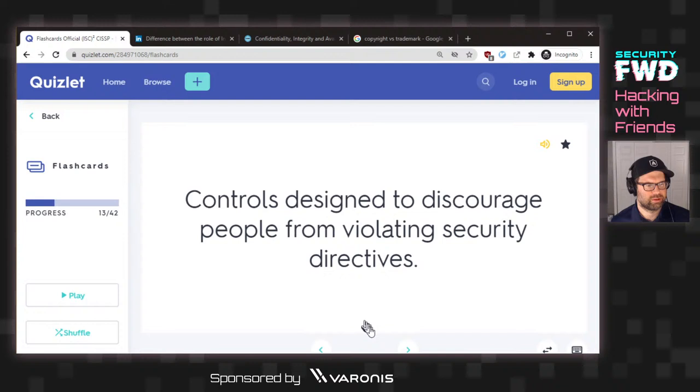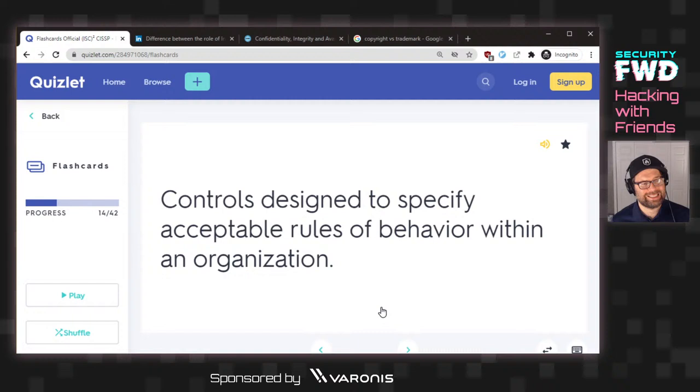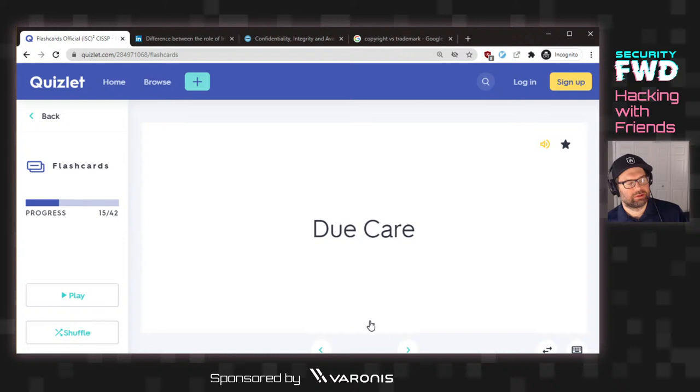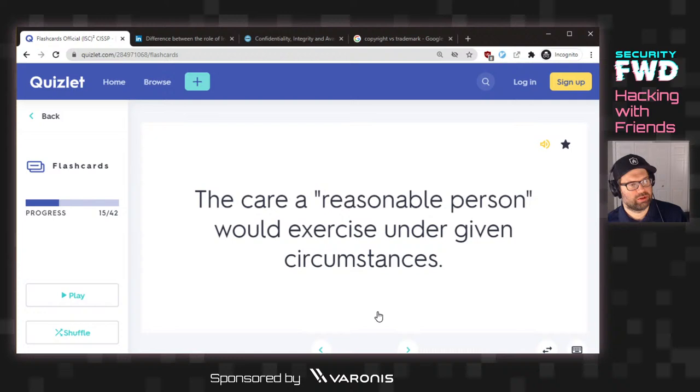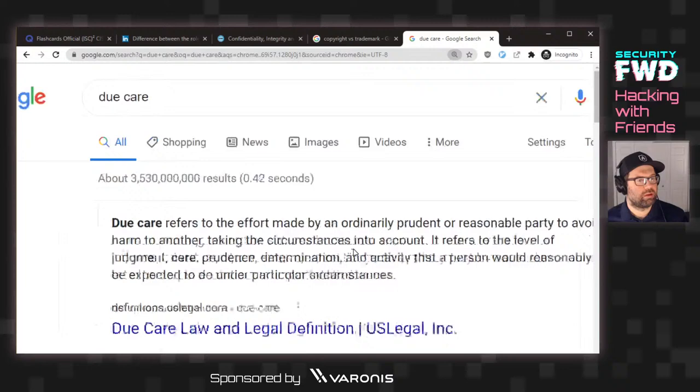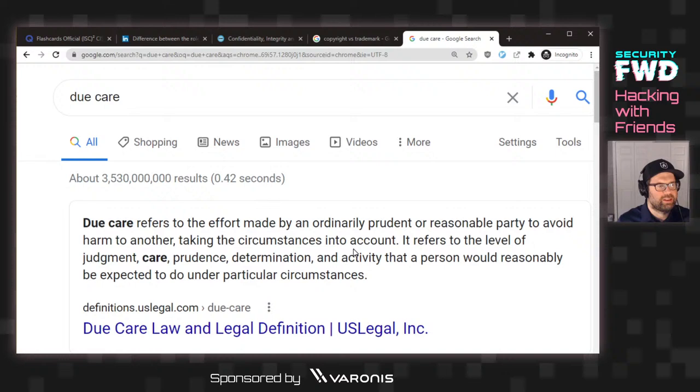Next. Controls designed to specify acceptable rules of behavior within an organization. Acceptable controls? Standard controls? Directive controls? Specify. I guess that makes sense. All right, next. The care a reasonable person would exercise under given circumstances. This is one of those legal terms I'm trying to remember. I don't know. Due care. Maybe we get a definition of that. Due care. Effort made. Prudent or reasonable party to avoid harm to another. Take the circumstances. The level of judgment that a person is reasonably expected to do.